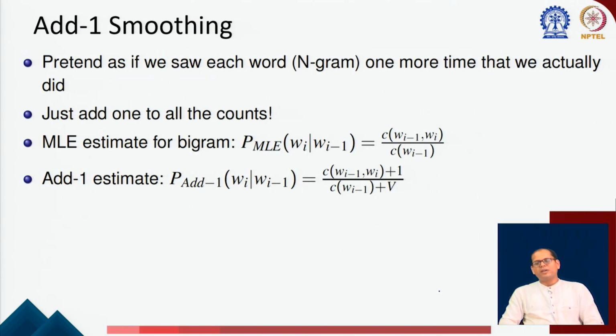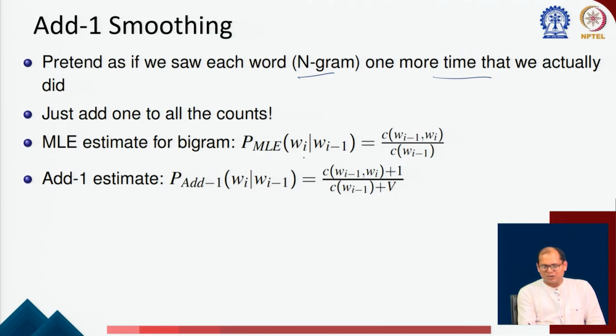The way you do that is called add-one smoothing. In add-one smoothing, the idea is that you pretend as if you have seen every n-gram one more time than you have actually seen it. This is what is called add-one. So that means just add one to all the counts.